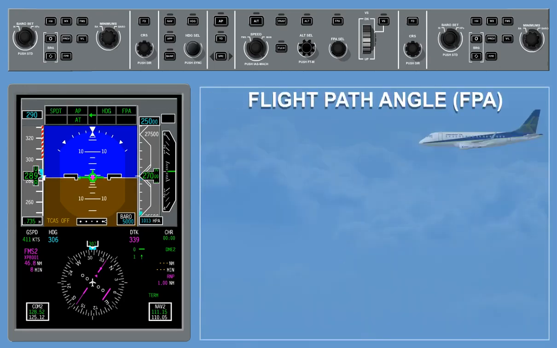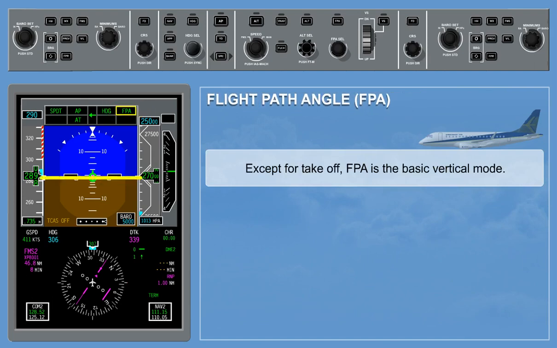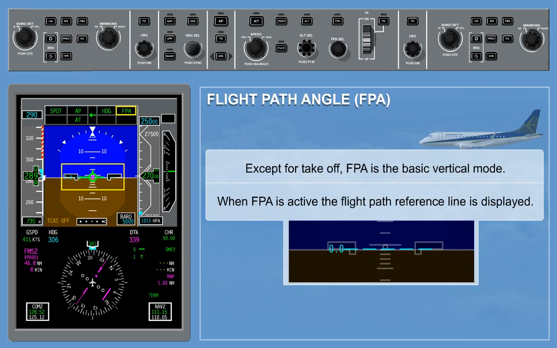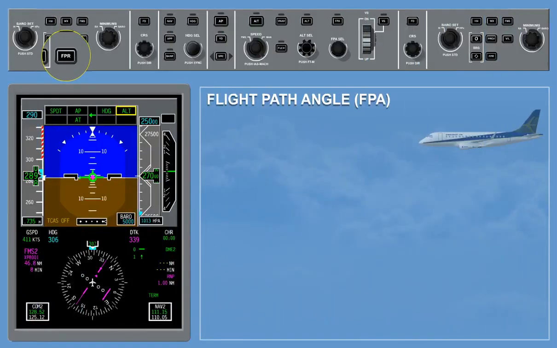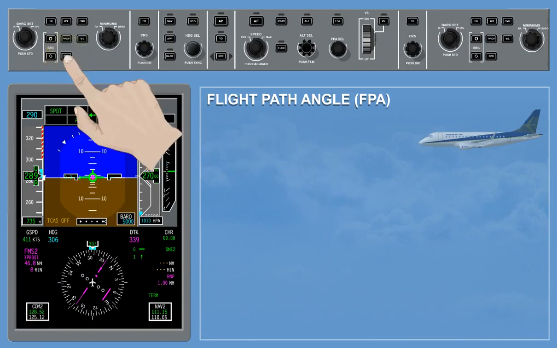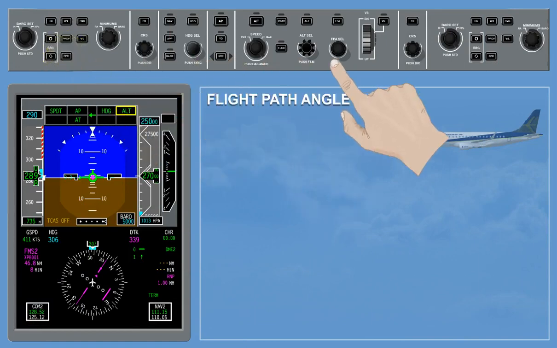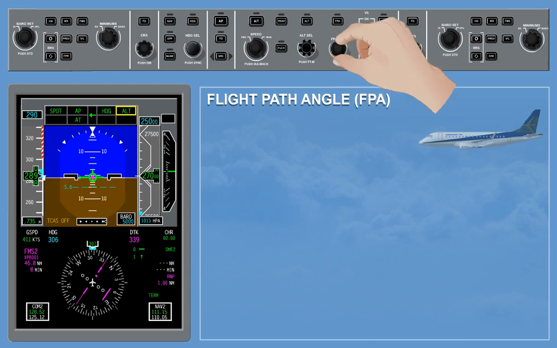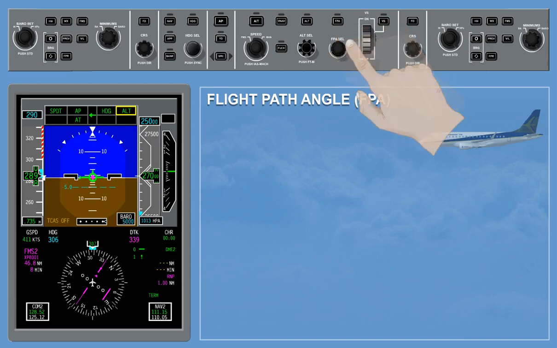Flight path angle, FPA. Except for takeoff, FPA is the basic vertical mode. When FPA is active, the flight path reference line is displayed. Pressing the FPR button in the display controller panel displays the flight path reference line regardless of the active vertical mode. The flight path angle can be selected via the FPA selector knob on the guidance panel.